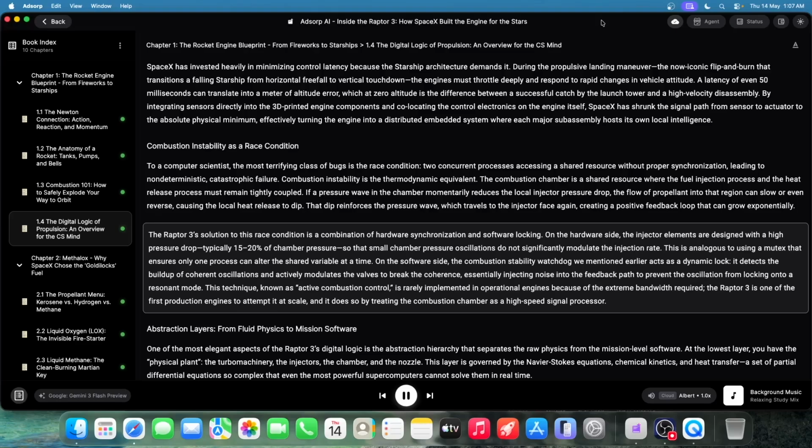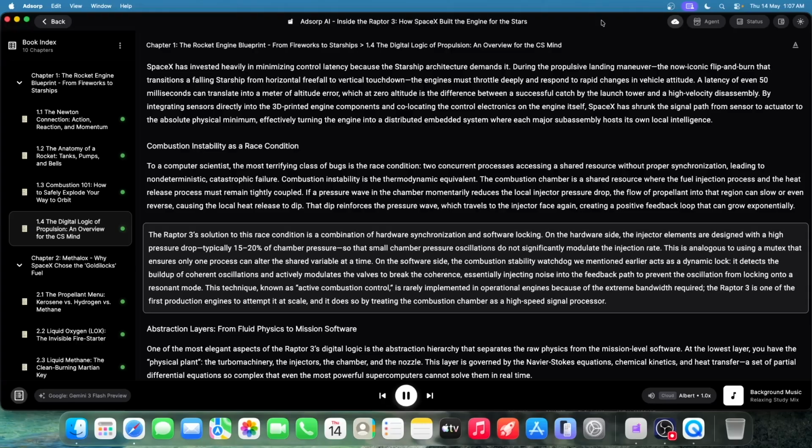On the software side, the combustion stability watchdog we mentioned earlier acts as a dynamic lock. It detects the buildup of coherent oscillations and actively modulates the valves to break the coherence, essentially injecting noise into the feedback path to prevent the oscillation from locking onto a resonant mode.